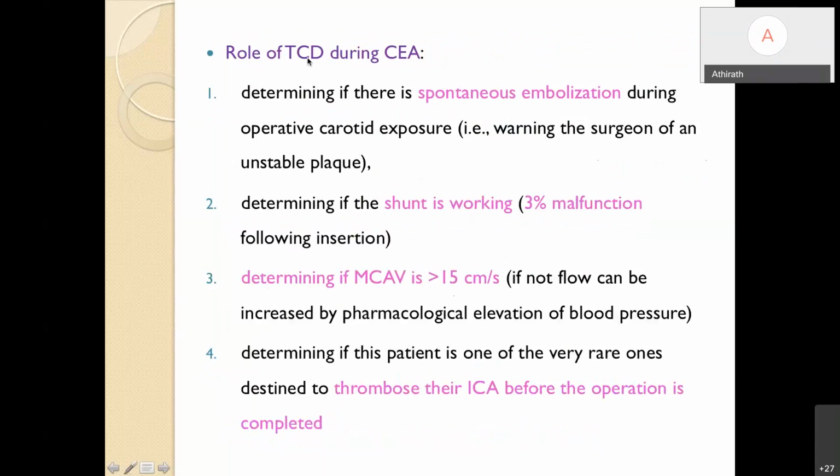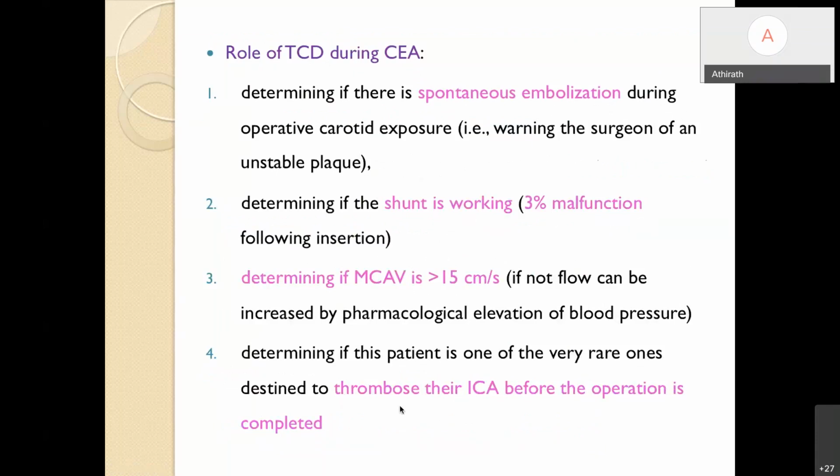Now, what is the role of TCD during CEA? It helps us in knowing about the spontaneous embolization. It also helps us in knowing whether the shunt is working, because 3% of the shunts malfunction following insertion. It helps us in knowing mean carotid artery velocity, that is, it should be greater than 15 centimeters per second. And it also helps us in knowing the thrombosis of the ICA even before the operation is completed.